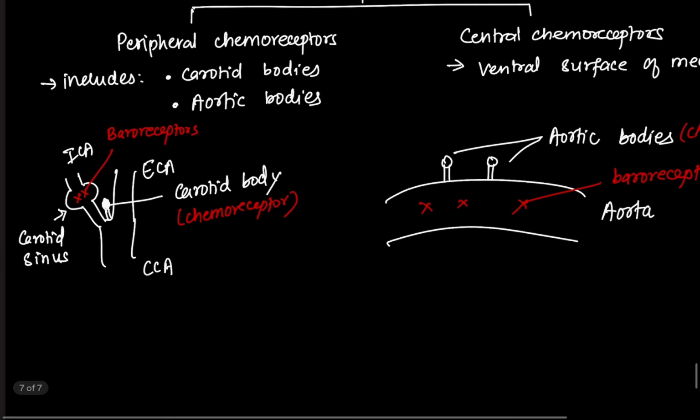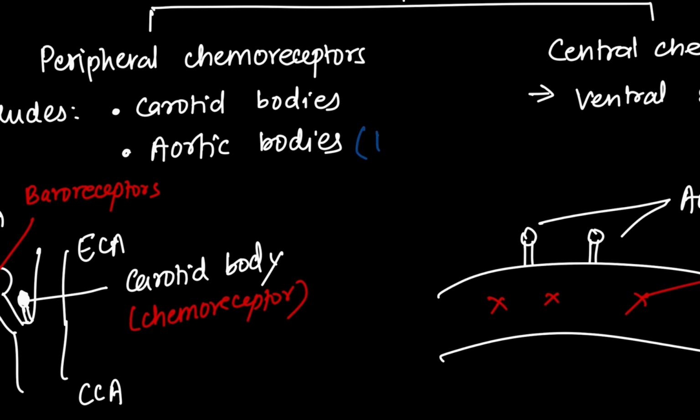So note that the aortic bodies are innervated by the 10th cranial nerve. The 10th cranial nerve is the vagus. It is the longest cranial nerve, and it can even extend up to your heart, right? It has a parasympathetic supply to the heart. You know that vagus is the longest nerve, it goes up to the heart. So the aortic bodies are innervated by the vagus nerve, whereas the carotid bodies are innervated by the 9th cranial nerve, that is the glossopharyngeal nerve.